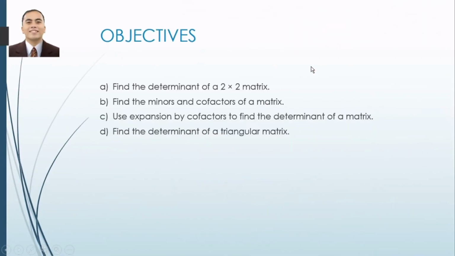For this lesson, we have the following objectives. Number one, find the determinant of a 2 by 2 matrix. Second, find the minors and cofactors of a matrix. Third, use expansion by cofactors to find the determinant of a matrix. And lastly, find the determinants of a triangular matrix.